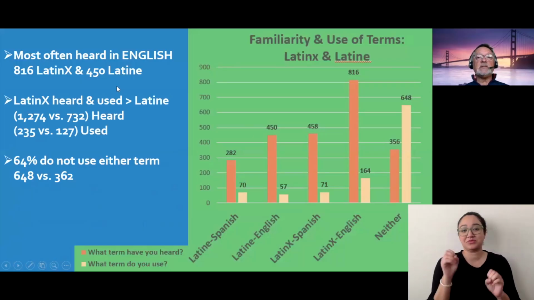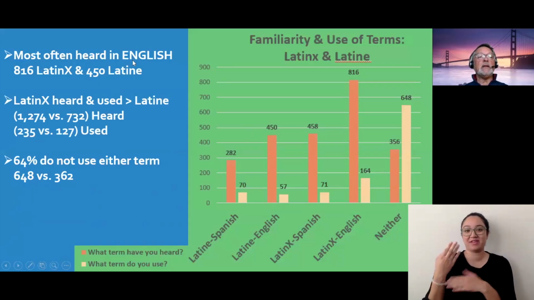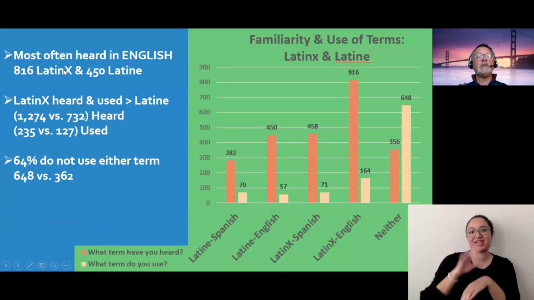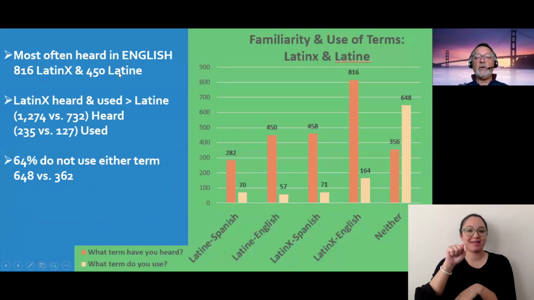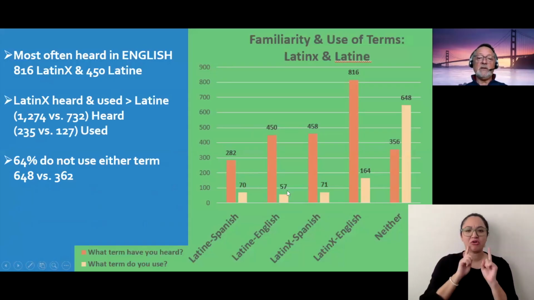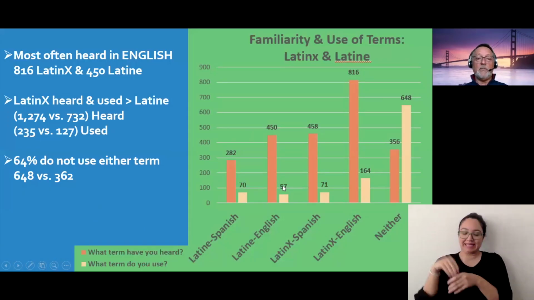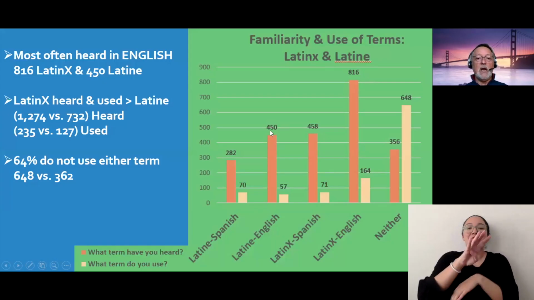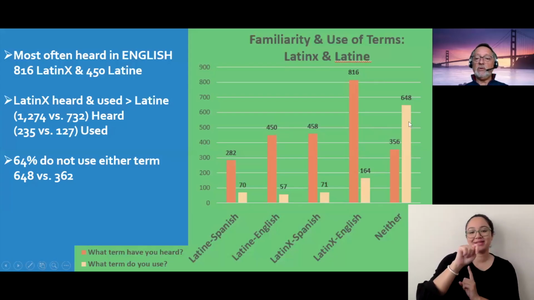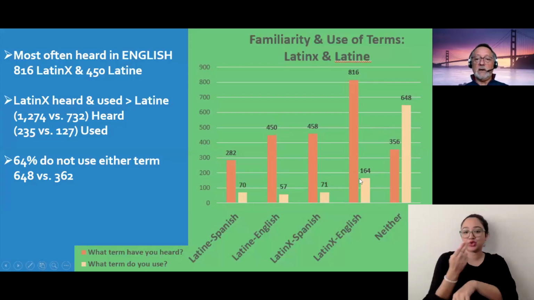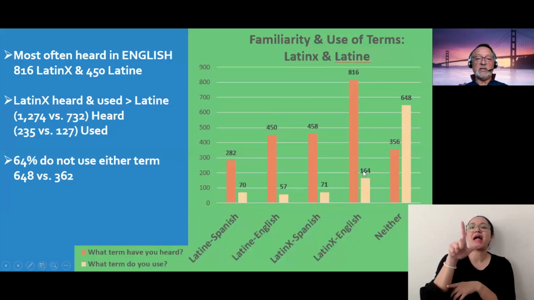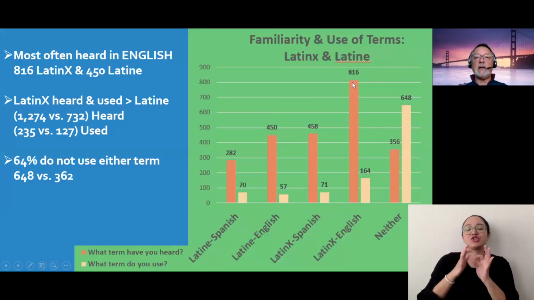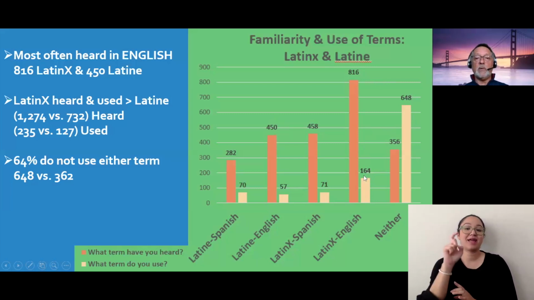As you can see here in this graph, most often it was heard in English. 816 have heard the term Latinx, and 450 have heard the term Latine. Latine was heard a lot in English, 450 times. But the term that is most used in English in terms of the interpreters is Latinx. So the interpreters have heard Latinx most, and they use it most.